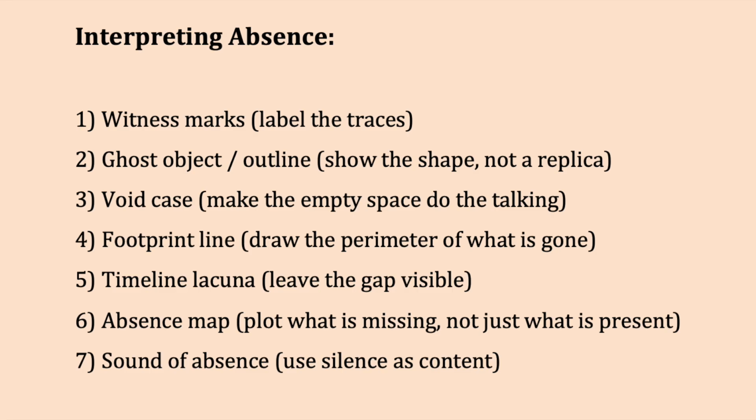Another one is the ghost objects, where you show the shape, not the replica of something. So this can be, for example, a silhouette or a projection where an object was. Now you have to keep it monochrome so the gap is felt and not faked. So for example, you can have a 50% grey vinyl outline of a missing painting in its original frame. You can have a light projection of a ledger footprint on a shelf with only the clasp remaining or something.